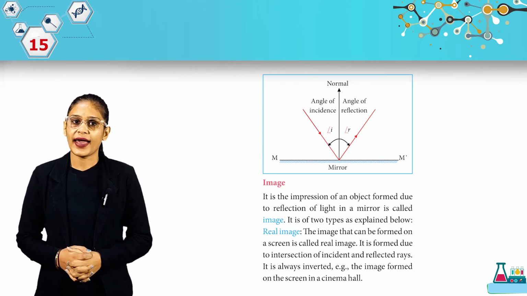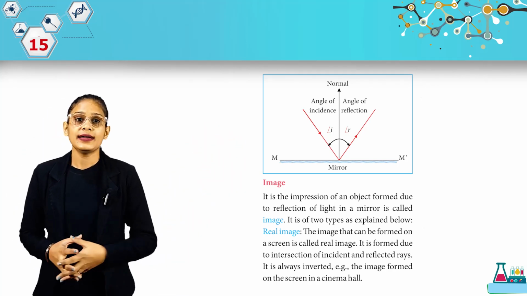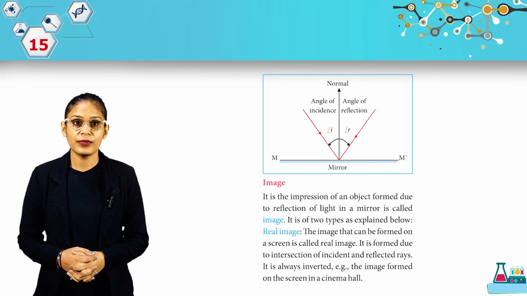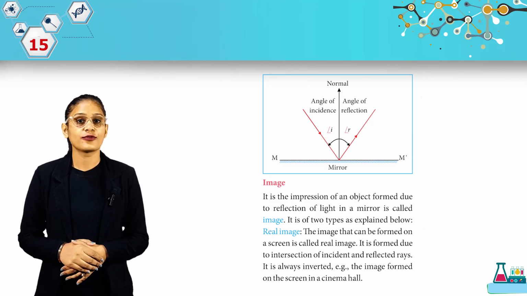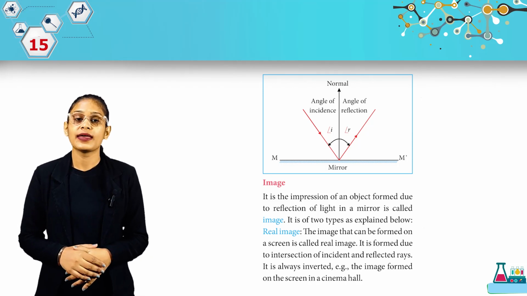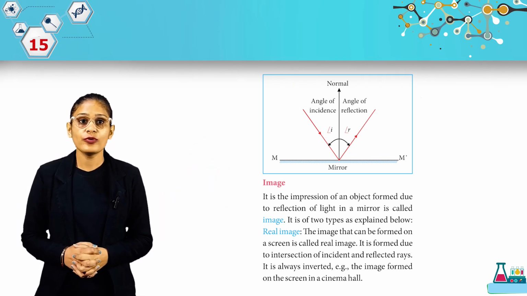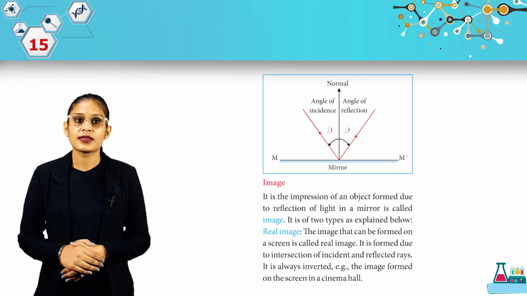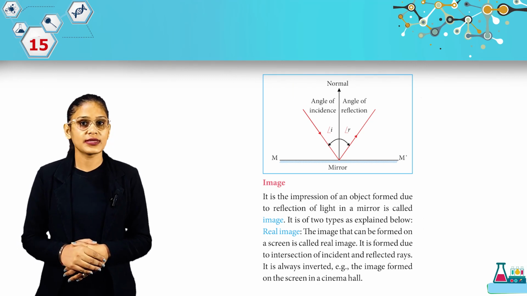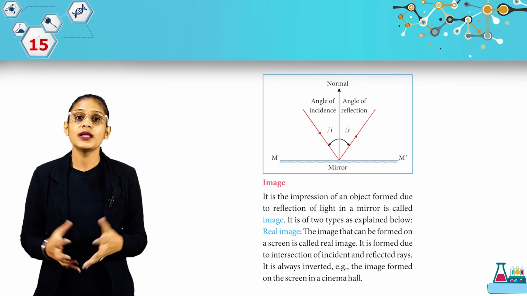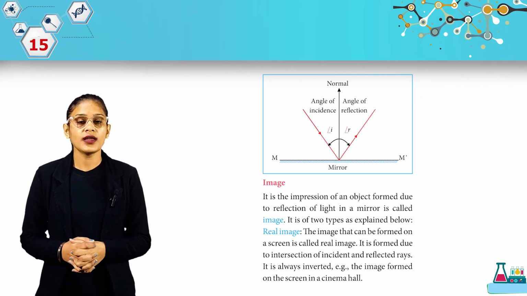Now students, we have image. An impression of an object formed due to reflection of light in a mirror is called image. It is of two types as explained below. Here we have real image. The image that can be formed on a screen is called real image. It is formed due to intersection of incident and reflected rays. It is always inverted. Example: the image formed on the screen in a cinema hall.